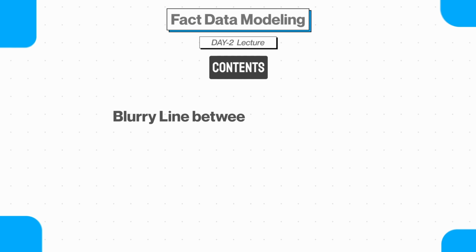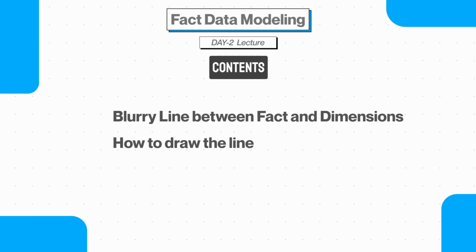In day 2, we will be covering the blurry line between fact and dimension. When you aggregate a fact, it can kind of behave like a dimension, and it gets blurry what's a fact and what's a dimension. We're going to be going over that in detail, like how to draw the line between these things.